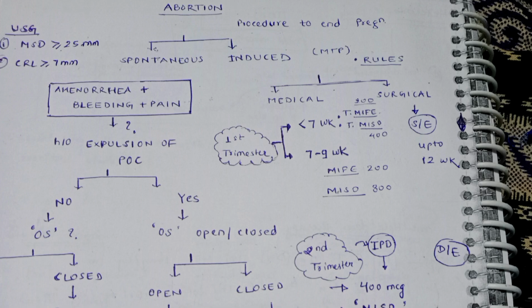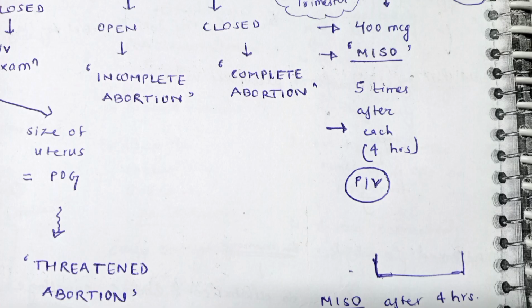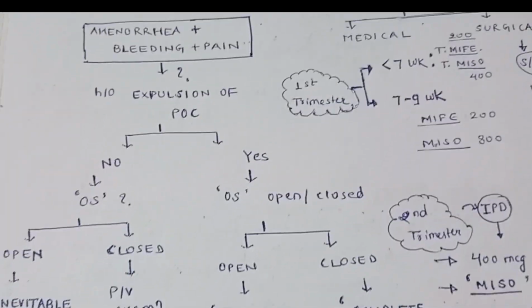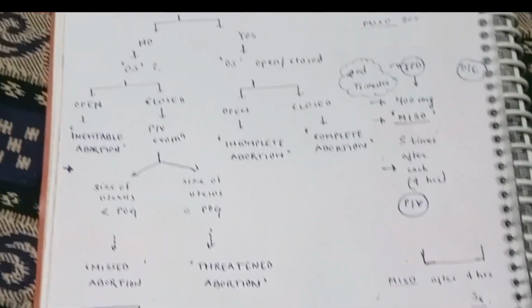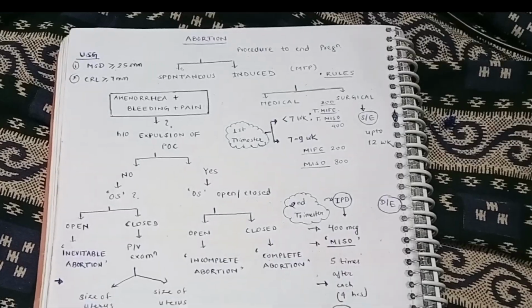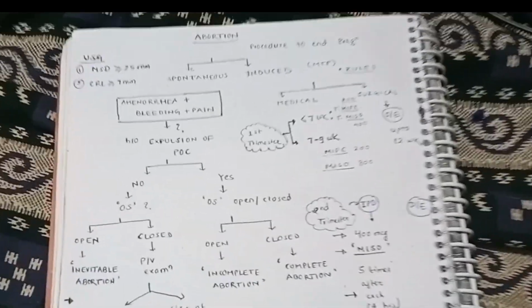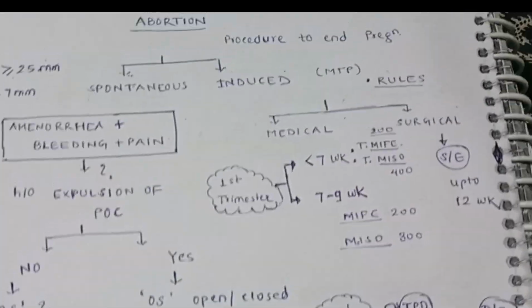But nowadays we use both medical and surgical management. Before surgery, 4 hours before, we give misoprostol 400 microgram, and after that we use the dilation and evacuation technique to remove the product of conceptus from the uterus. This was all about abortion, spontaneous and induced.